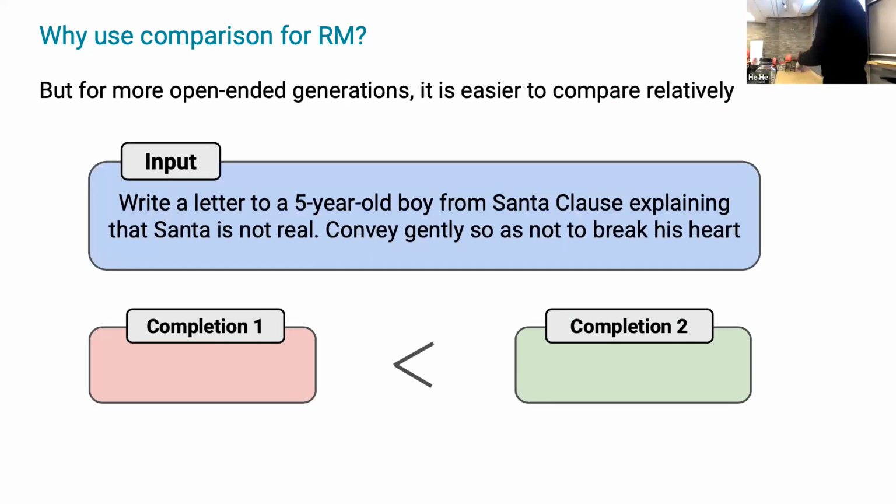But what if we go into, again, this Santa Claus example, and you have some completion, I didn't write it because it's going to be long, and then another completion, both are good. Can you evaluate independently? Or if you do a comparison, would that be better? I think it's much easier to do the comparison because that's doing it in a relative manner.